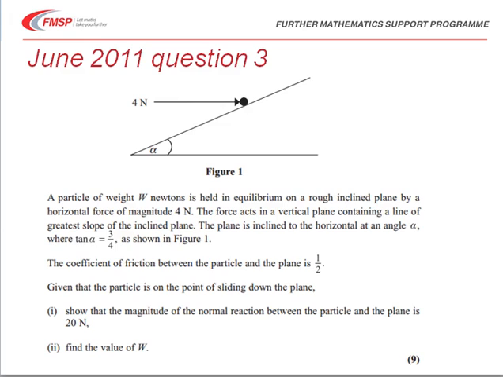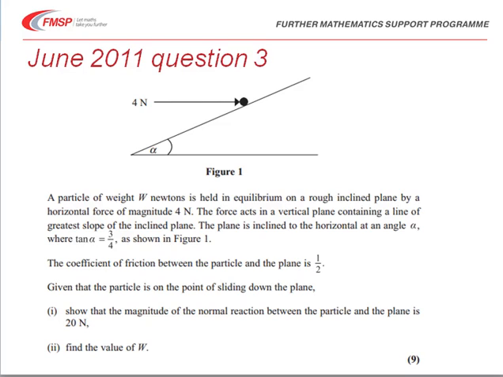It says a particle of weight W newtons is held in equilibrium on a rough plane inclined by an angle, by a force of 4 newtons. The force is in a vertical plane containing the line of greatest slope of the inclined plane. So these are standard statements in this sort of question. The plane is inclined to the horizontal at an angle alpha, where tan alpha is equal to 3/4.